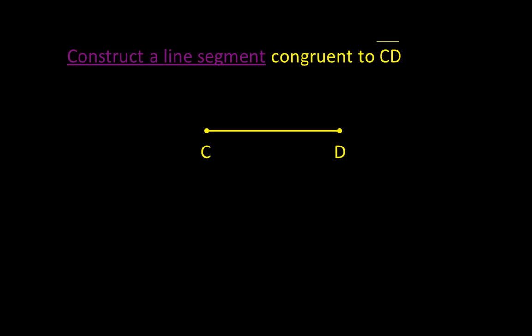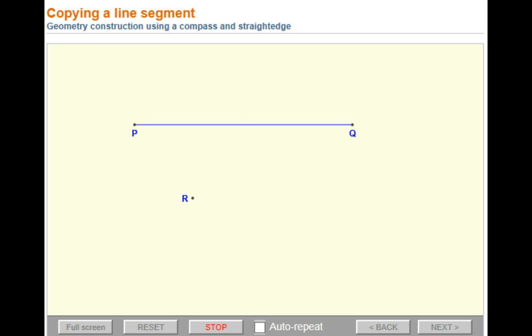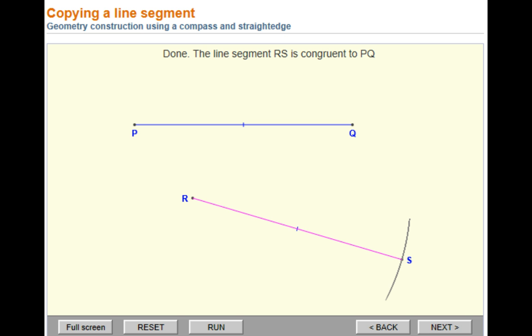So the next construction is construct a line segment that's congruent to another line segment. This construction is also known as copying a line segment. So we're starting with line segment PQ, and we measure the length of the line segment with the compass. Mark an arc and a point on the arc, and then connect the 2 points up with a line segment. And line segment RS is now congruent to line segment PQ.